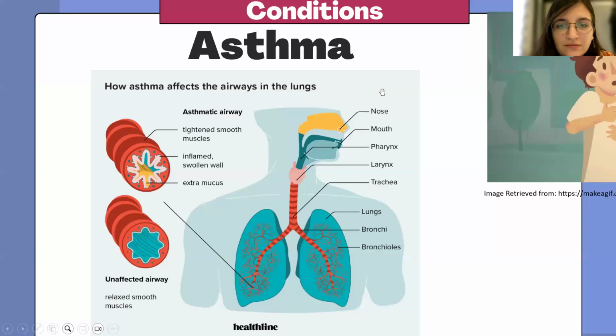This is the diagnosis. It measures the rate of your lungs. Okay, so it shows how fast you're breathing and how much.